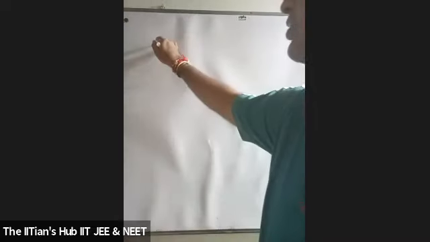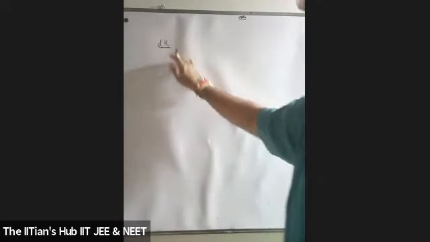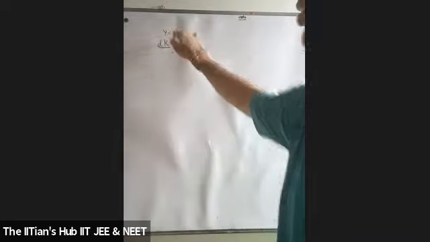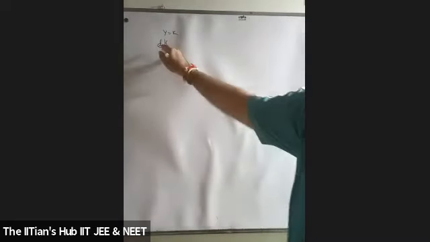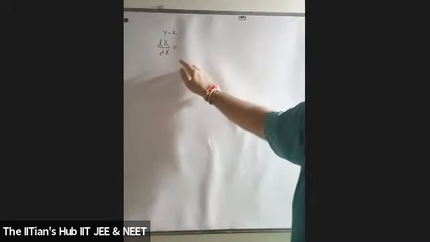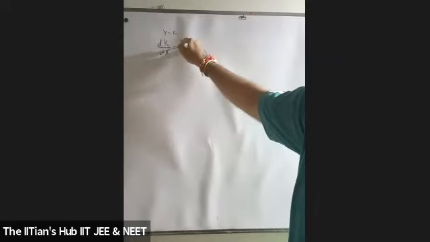So what exactly, students? Differentiating a constant. Suppose I give you y is equal to k, a constant. Just give me the formula, students. dk by dx, what will my answer be equal to? Zero. Very good.